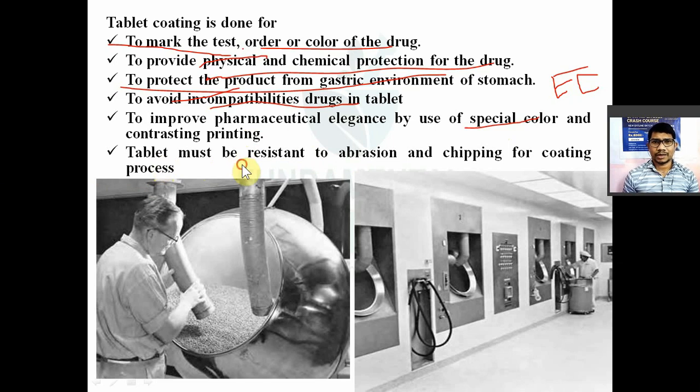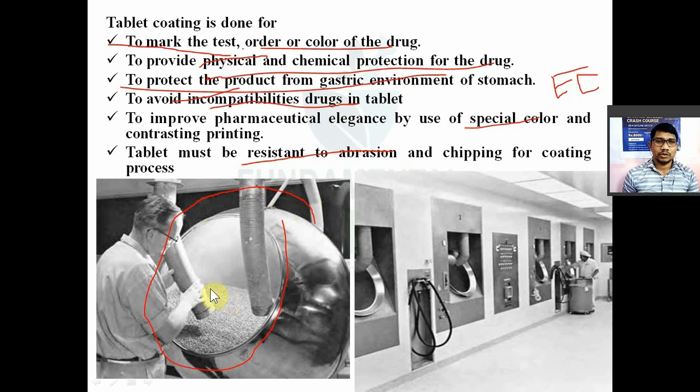अगर टैबलेट बहुत ही फ्रेजाइल है, अगर बहुत ही जल्दी ब्रेक हो रहा है, तो कोटिंग कैसे करेंगे? So obviously these are the reasons for tablet coating, and I must say there are 3-4 types of tablet coating. Film coating of tablet is there, sugar coating of tablet is there, and enteric coating of tablet is there, right?